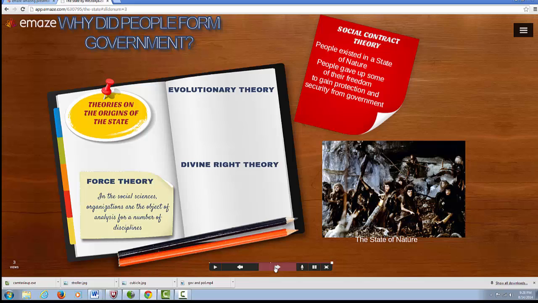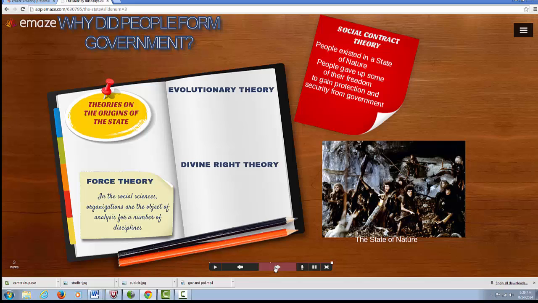Another component of the state of nature that's really important, and this is one of the components that's more positive, is that in the state of nature, you had ultimate freedom and liberty. You were free to do whatever you wanted, and there were no laws, and there was nothing stopping you from doing whatever it is that you wanted. Okay, so according to the social contract theory, you have this ultimate liberty, but at the same time you have a fear of violent death.